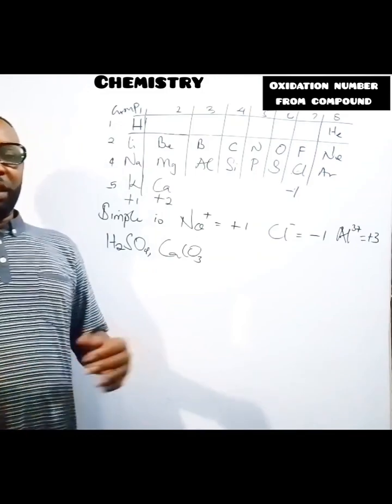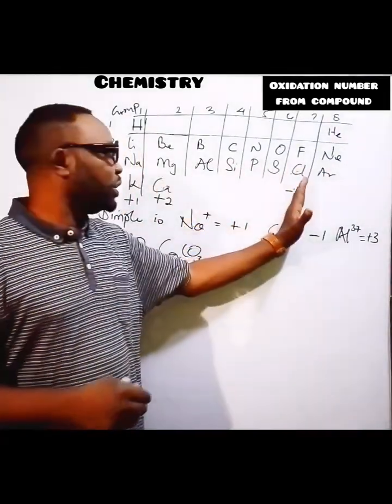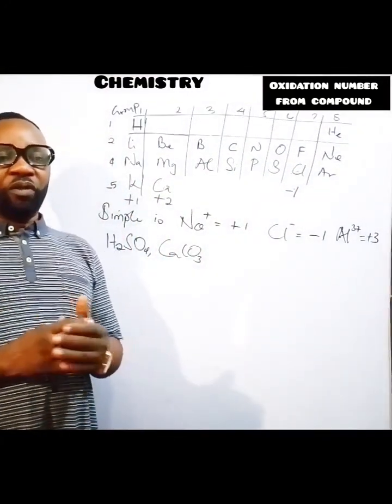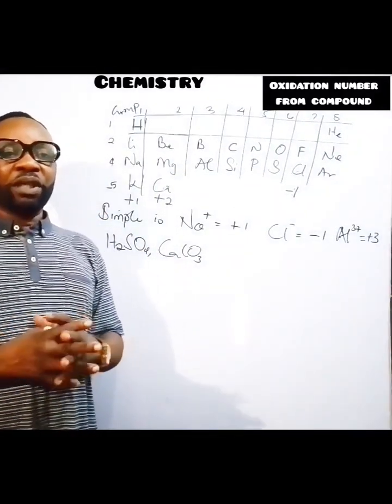Now, that is the oxidation number of group 1, group 2, and the halogens in their compound state. We have been able to talk about that, and we have been able to talk about the oxidation number of an element in a simple ion.